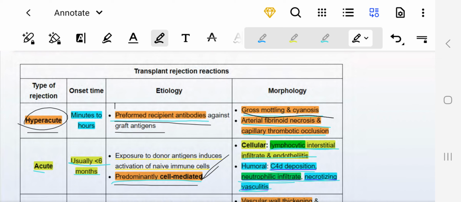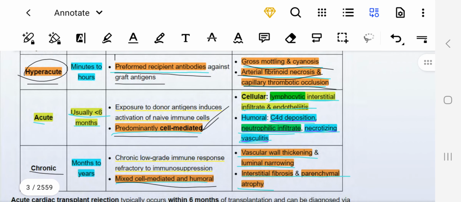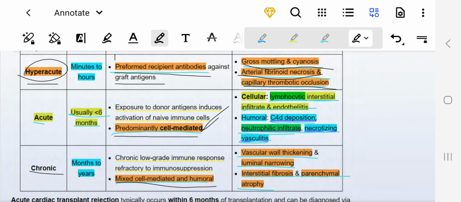This is important. There will be arterial fibrinoid necrosis with that capillary thrombotic occlusion, right? And this will be presented in minutes to hours after transplant. Then we have acute, usually less than 6 months, which presents after 2 weeks of transplant. Okay. In cellular, what will happen is there will be lymphocytic interstitial infiltrate, right? This is important. Lymphocytic interstitial infiltrate and endothelitis.